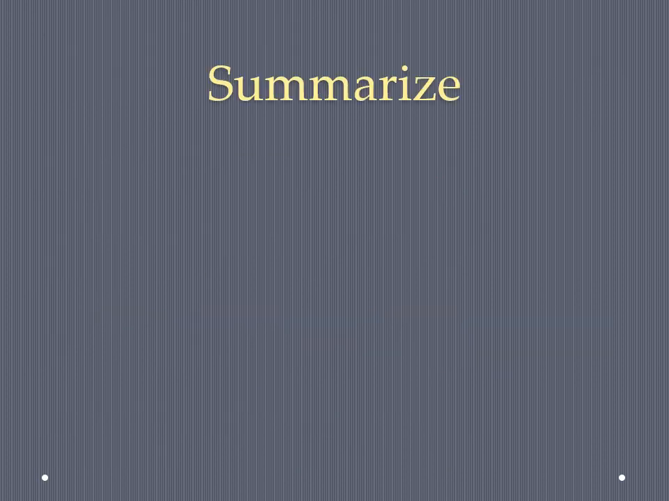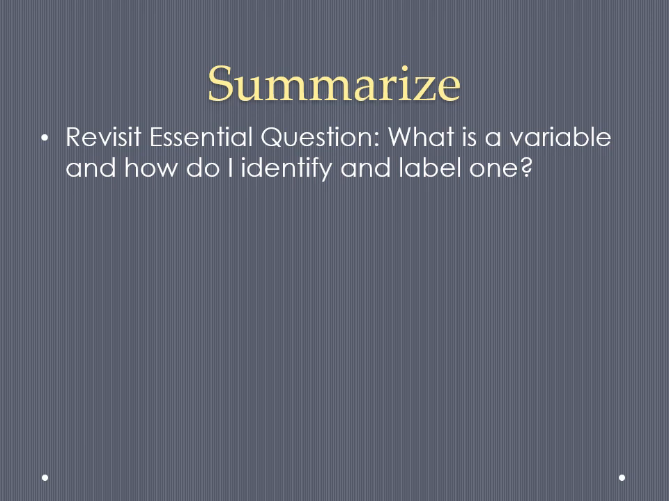At the end of every one of these slideshows, we'll ask you to take a minute to summarize. Specifically, you should be revisiting the essential question, which is what is a variable and how do I identify and label one? And writing several sentences to a short paragraph about whatever crucial things you think were in this video. This should be in your own words, and should be the place you start when you go back to review these things to make sure you understand them.